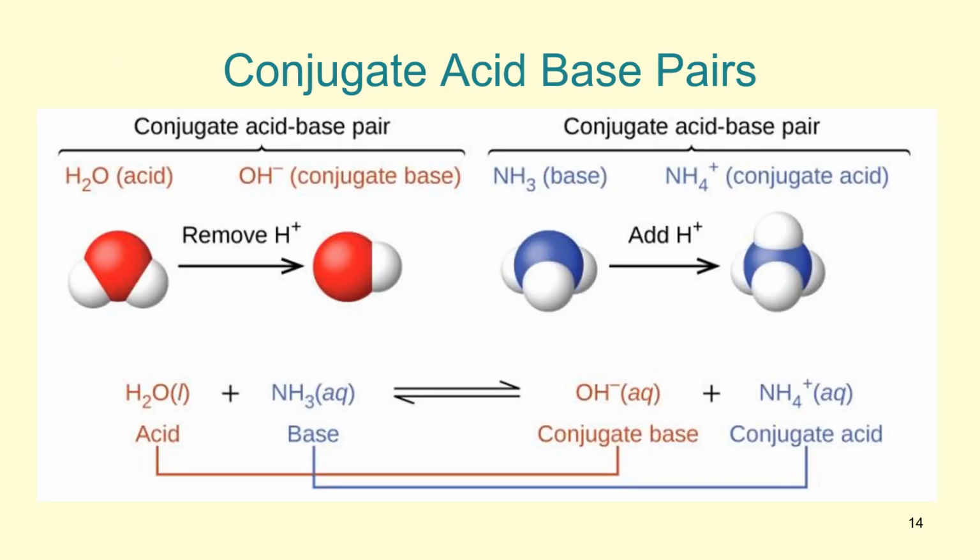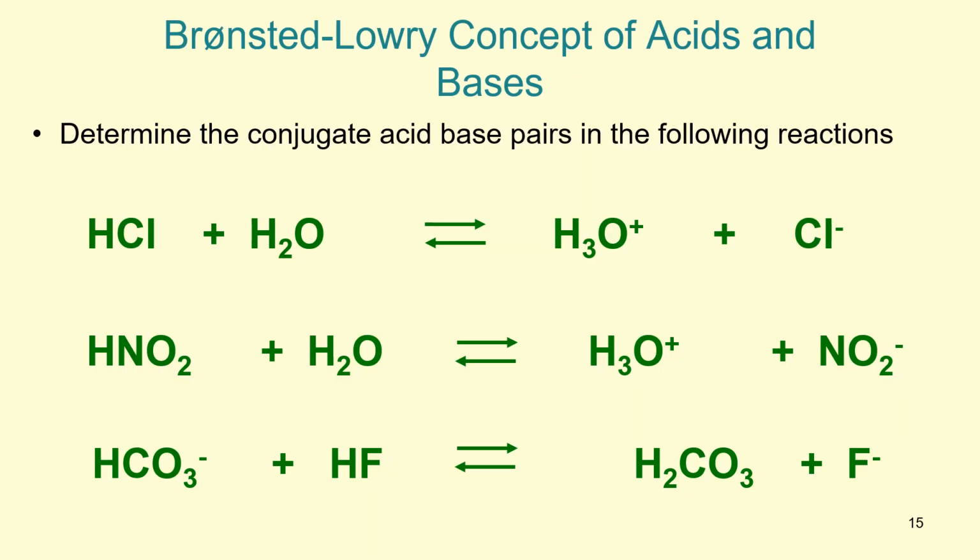So again, just one more acid-base pair. H2O becomes OH- because it has given up an H+. So this is the acid and this is the conjugate base. And then the base has gained an H+, so it's gone from being a base to a conjugate acid. And so again, these are conjugate acid-base pairs.